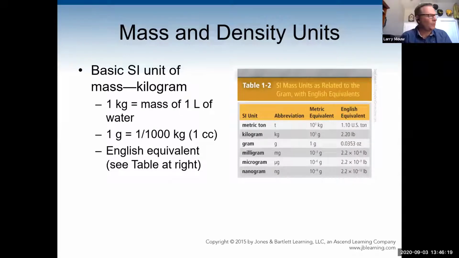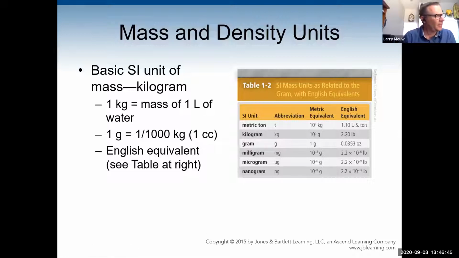As we continue on, we talk about mass and density. Mass, the basic SI unit of mass, is a kilogram. We see that 1 kilogram equals the mass of 1 liter of water. So we see that the kilogram weighs approximately 2.2 pounds. Now, mass and weight, such as pounds, are a little bit different.